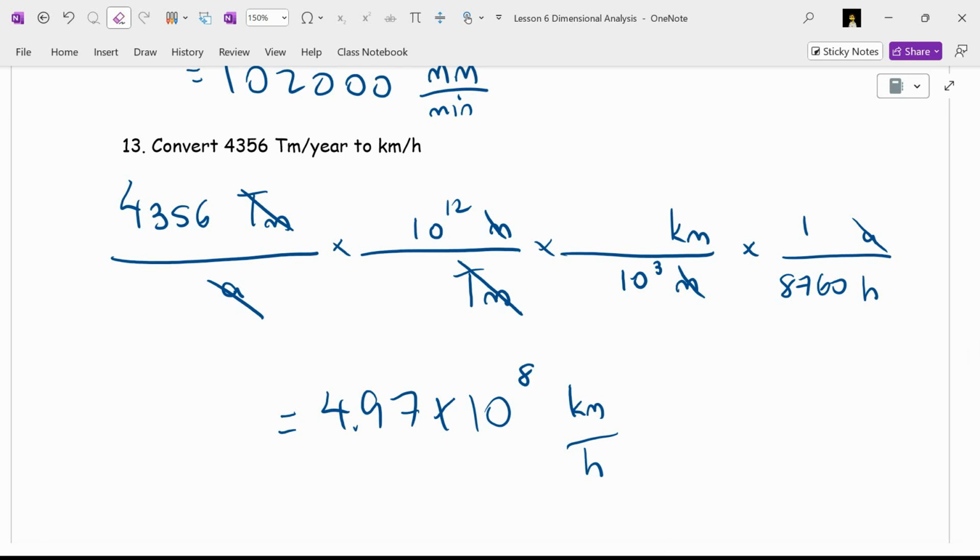What's the fastest we can travel in our universe? Yeah, speed of light. So speed of light is 3 times 10 to the 8th meters per second. I'm pretty sure I would have double checked that. I don't think that's faster than the speed of light.